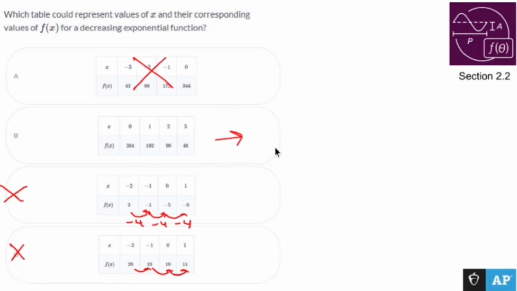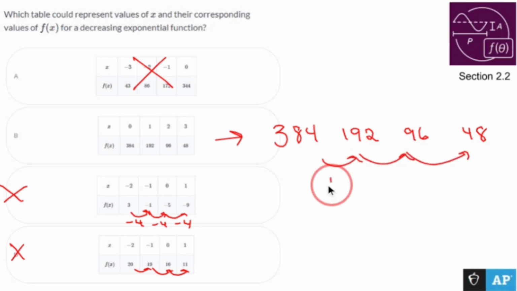So let's see what I have here. Let me blow these numbers up just so I can see it better. That looks like 384, that's 192, that is, what is that, 96, 96, and that is 48. Okay, my eyes are so bad. It looks like what I'm doing every single time is dividing by 2 or multiplying by a half, which is what makes this exponential, right?